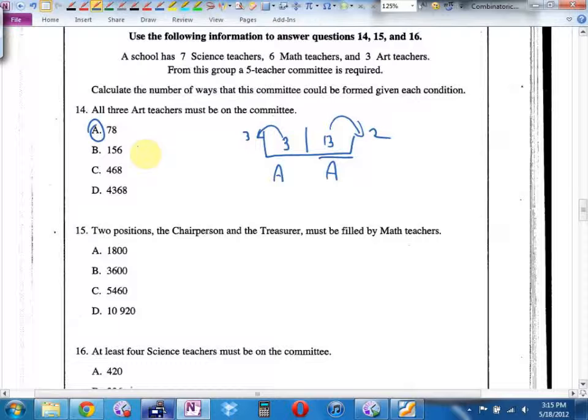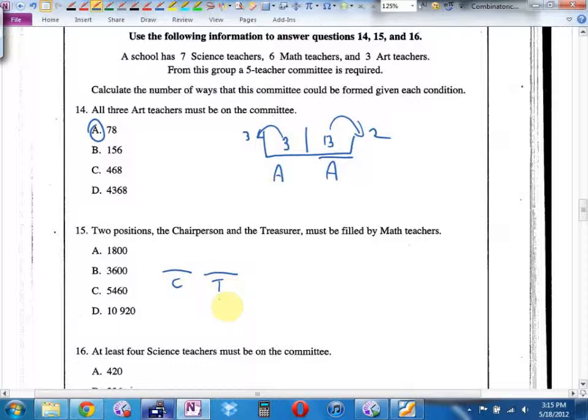Now compare that with number 15. Why do I look at number 15 and think, hey, that's a permutation? Yeah, now you got a position. Chairperson, treasurer are totally different, so it's not in or out. So the two positions, the chairperson, the treasurer, must be filled by math teachers. So here's the chairperson, here's the treasurer.